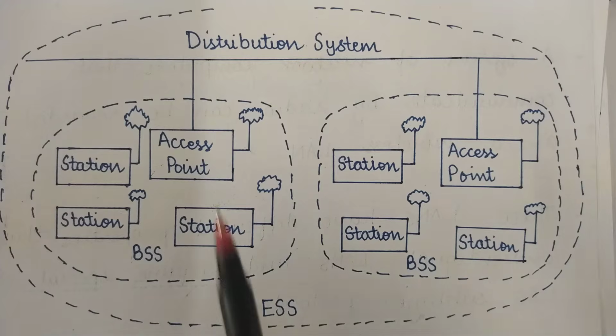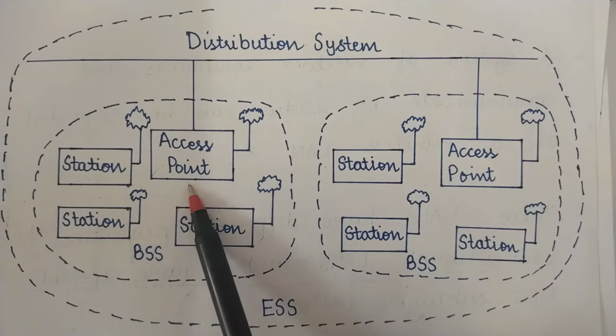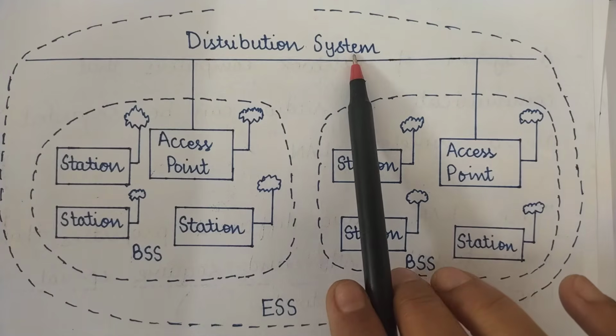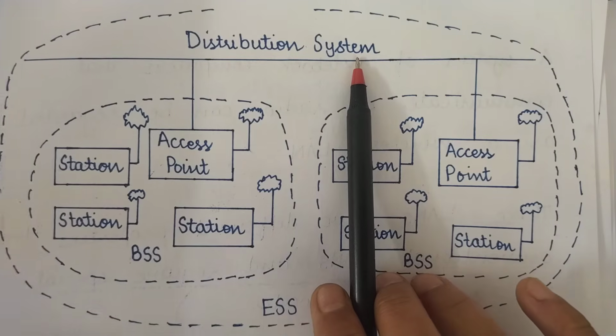Now next we will discuss all these key terms, that is the distribution system, the access point, the station, the BSS and the ESS. Because to understand what the wireless LAN architecture is, we must know what all these terms mean. Only then can we understand what they are doing in this architecture.